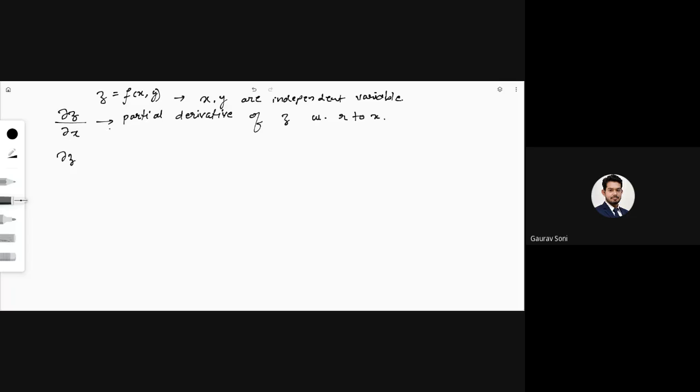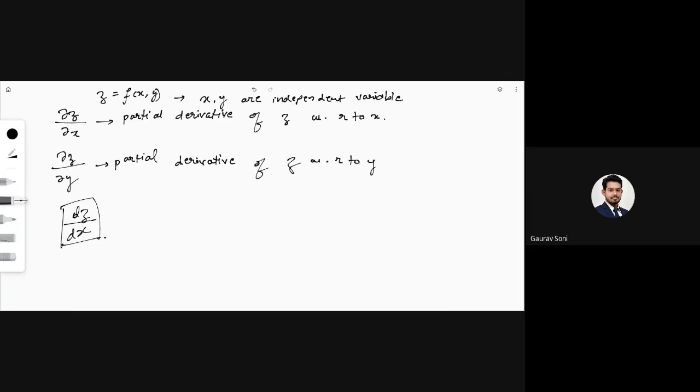So dabba z by dabba x is the partial derivative of z with respect to x. Dabba z by dabba y is the partial derivative of z with respect to y. What will dz by dx mean? Anyone? What is the difference now between d and dabba? One is partial and one is total.